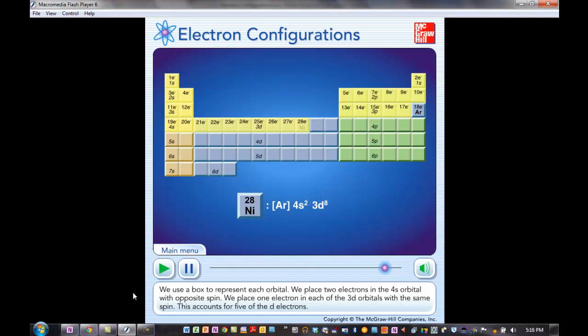We use a box to represent each orbital. We place 2 electrons in the 4s orbital with opposite spin. We place 1 electron in each of the 3d orbitals with the same spin. This accounts for 5 of the d electrons.